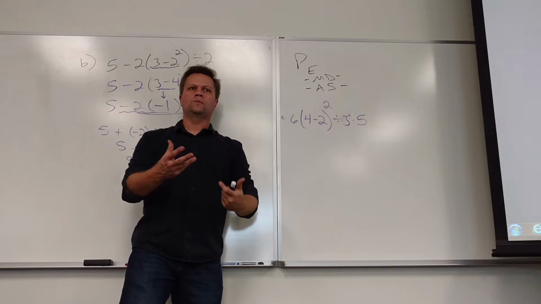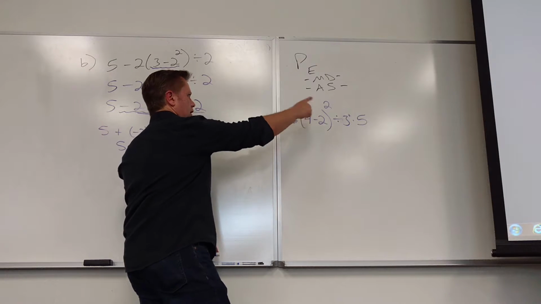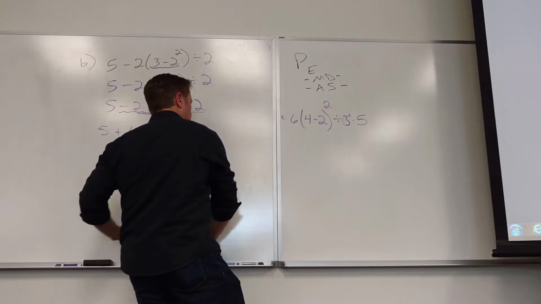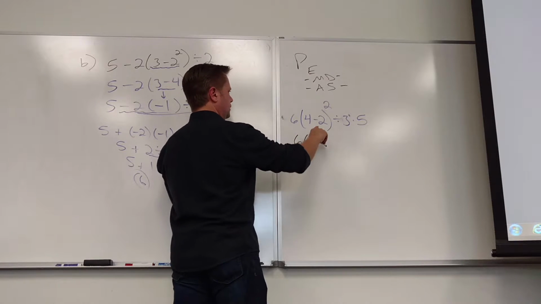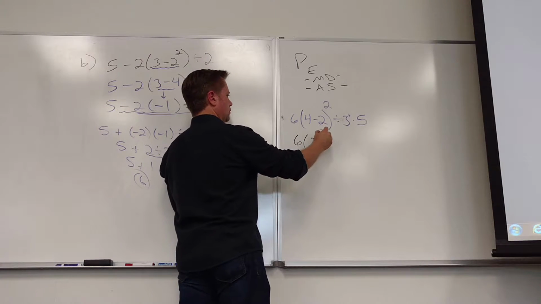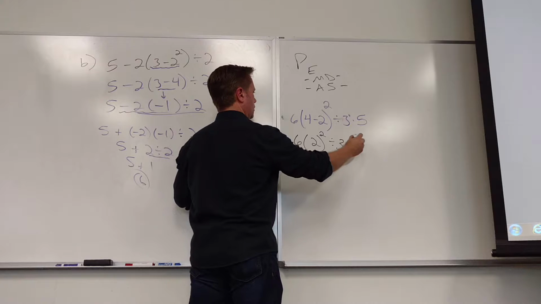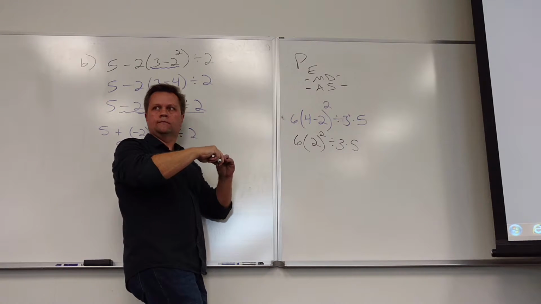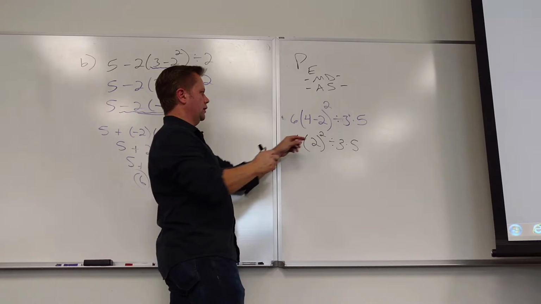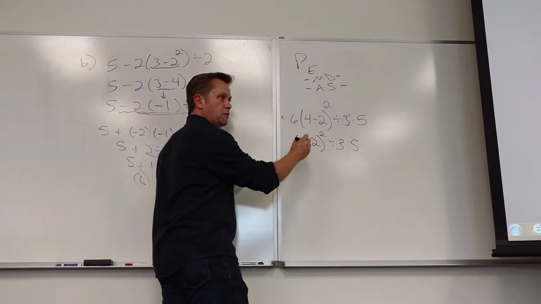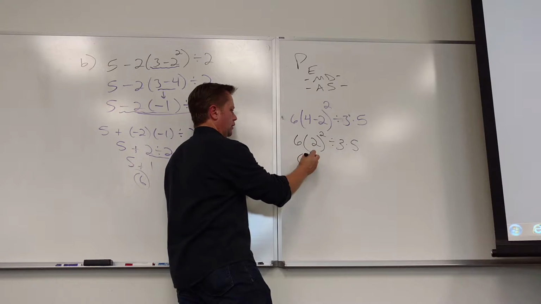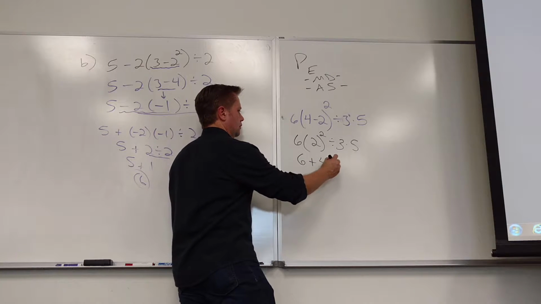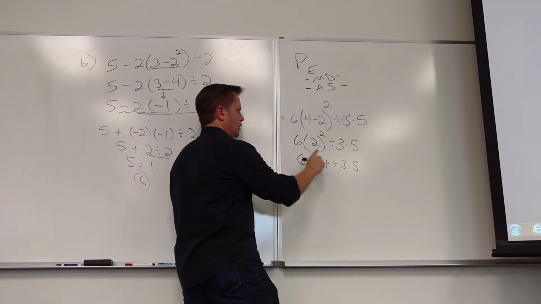So what's the very first thing I do in this problem? Parentheses. 4 minus 2 is 2. Now what? Exponents. 2 squared is 4. Now here's a mistake people make. What did they do wrong if I write this? It's wrong.